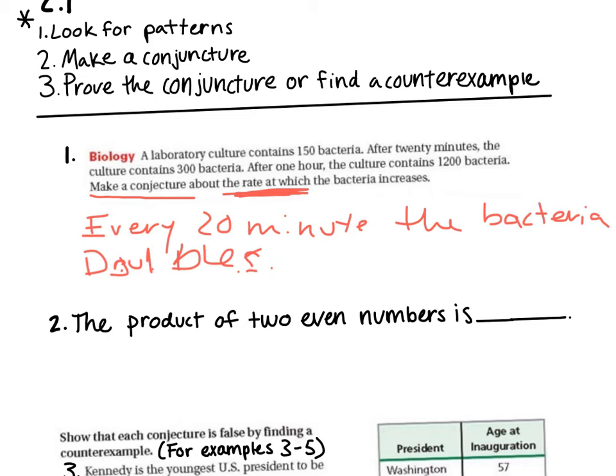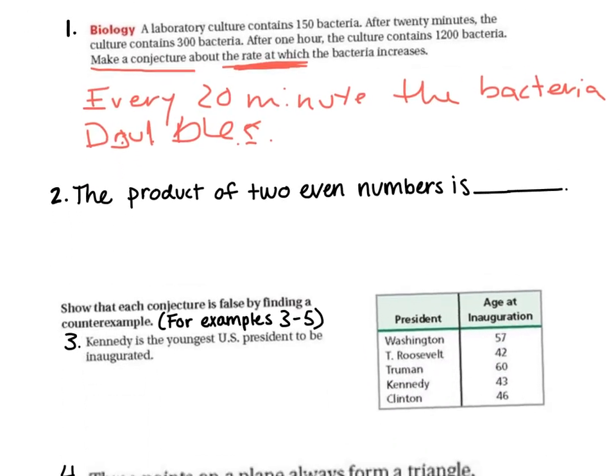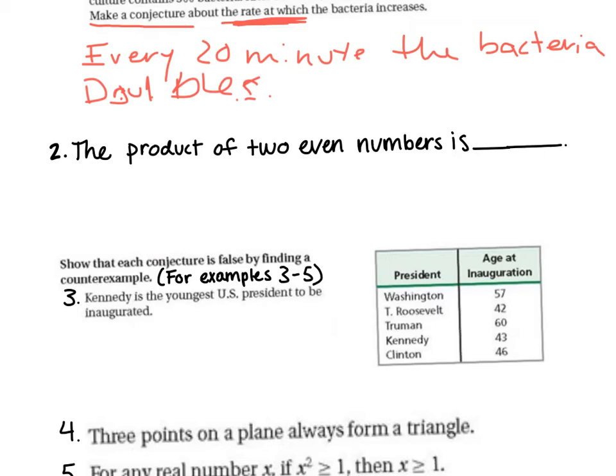I started on page 5. So the product of 2 even numbers is blank. So if we had 2 even numbers, what are we doing to them? We're multiplying because it's asking for the product. So what's 2 times 4? What if we had 6 and 8? What's 6 times 8? 48.